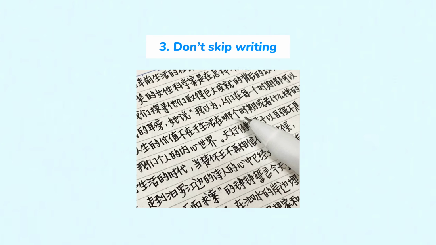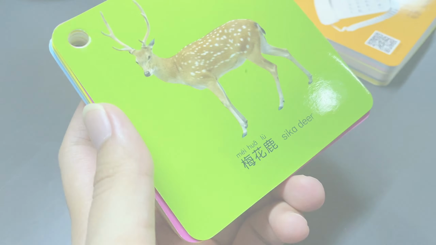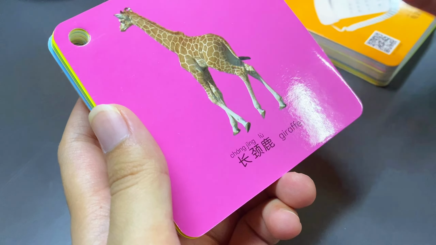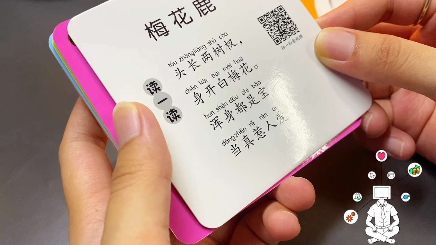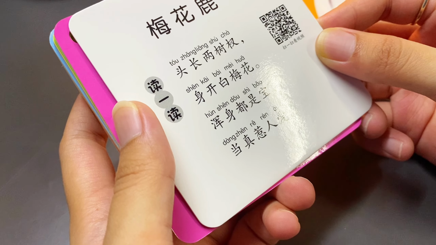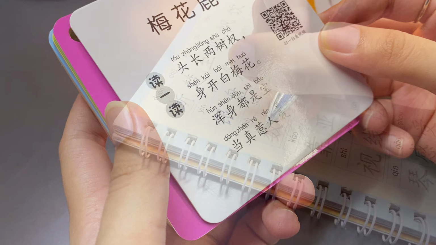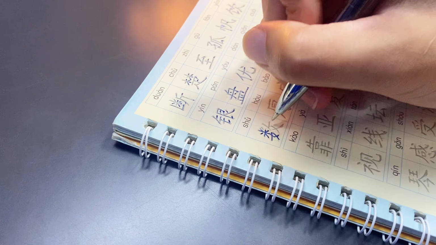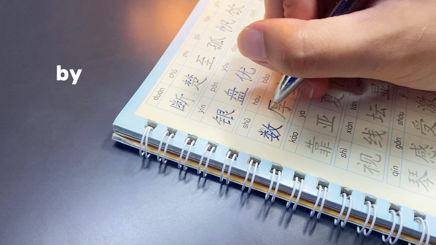Moving on to the next tip: don't skip writing. Usually, learners begin with learning pinyin, then move on to reading and recognizing Chinese characters, but often skip over learning to write in Chinese. You shouldn't just read characters, but also write them to memorize better. This is just what learning by doing means.